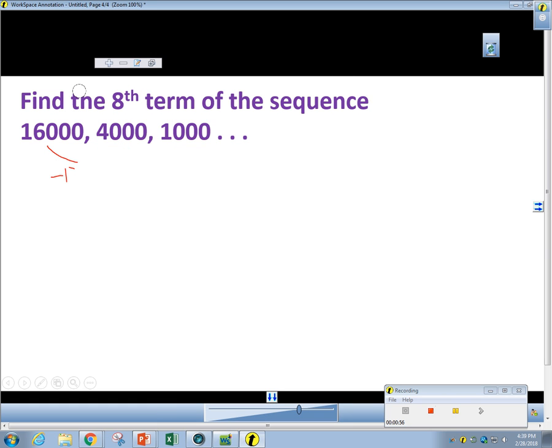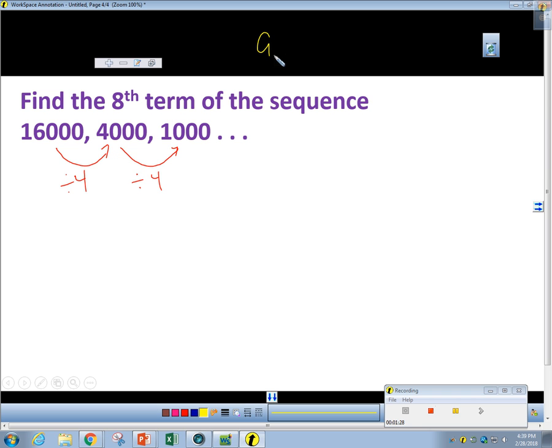If subtraction doesn't work, maybe division works. So we have to think, what would we divide by to get from 16,000 to 4,000? And you can punch that in a calculator if you want. But you end up dividing by 4. And if we try that again, from 4,000 to 1,000, we'll find that that works there too. 4,000 divided by 4 does give us 1,000. So we're good there. So since we're dividing, we're going to be doing a geometric sequence.